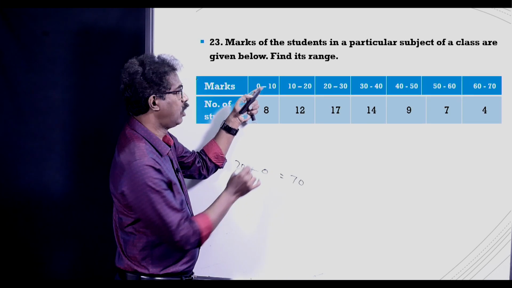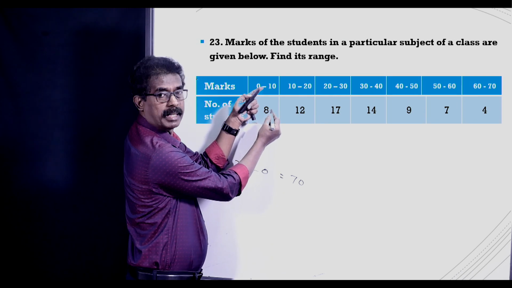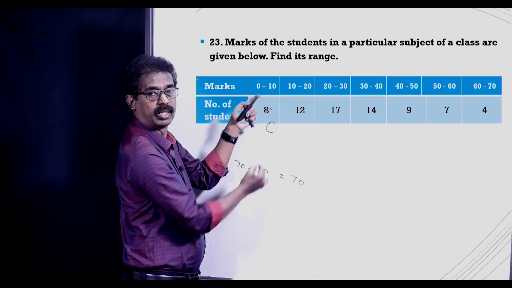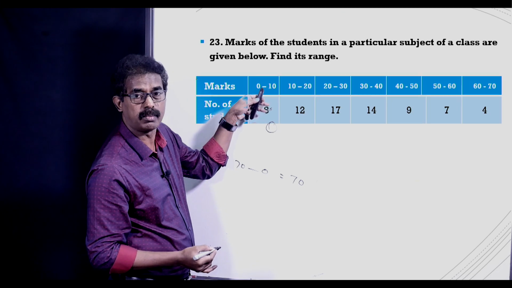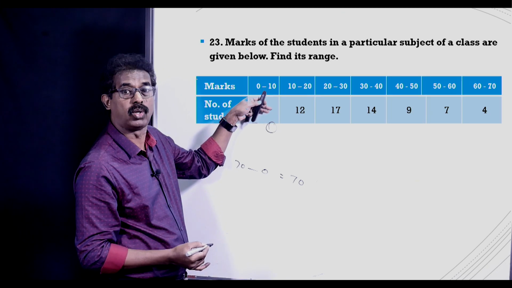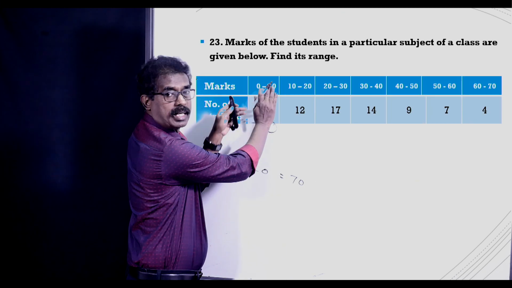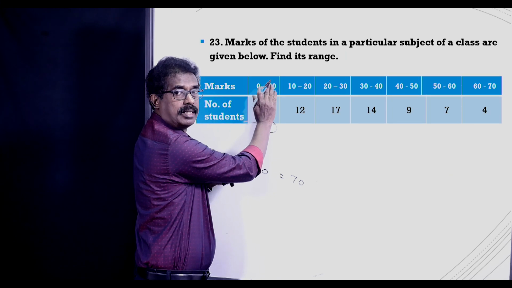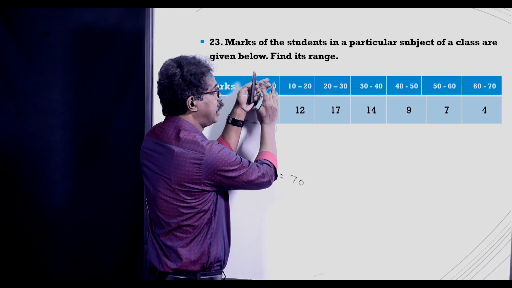For the first one, what's the frequency given here? 8. But suppose they are not giving 8. If they put 0 there instead of 8, then you should not consider this class at all. Then what will be the range? What will be the range?